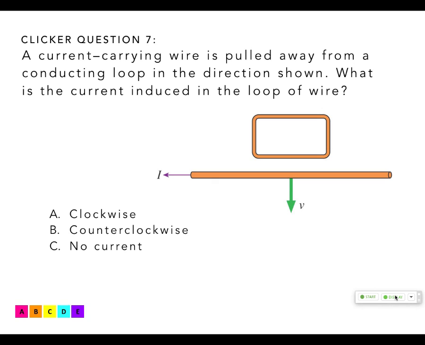So mu naught I over 2 pi r. So as r gets bigger, the field through here gets smaller. Which means your flux through the loop is decreasing. Which means in order to oppose the decrease in flux, we have to induce a magnetic field in the same direction as the initial magnetic field, which means it's into the page, which means that your current is clockwise. Okay? All right.